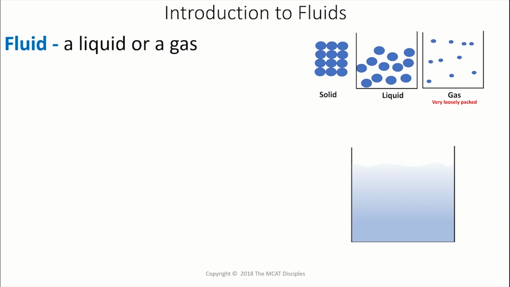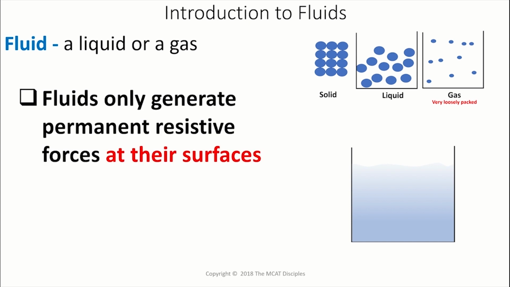Anyway, the water, or any other fluid, can also generate a permanent resistive force, but that fluid can only generate that force at its surface. At its surface, because there's an interface between the fluid and whatever else its environment is. In the case of water, you'll have a lot of resistive force being generated there, because of the fact that the water molecules are here, right?